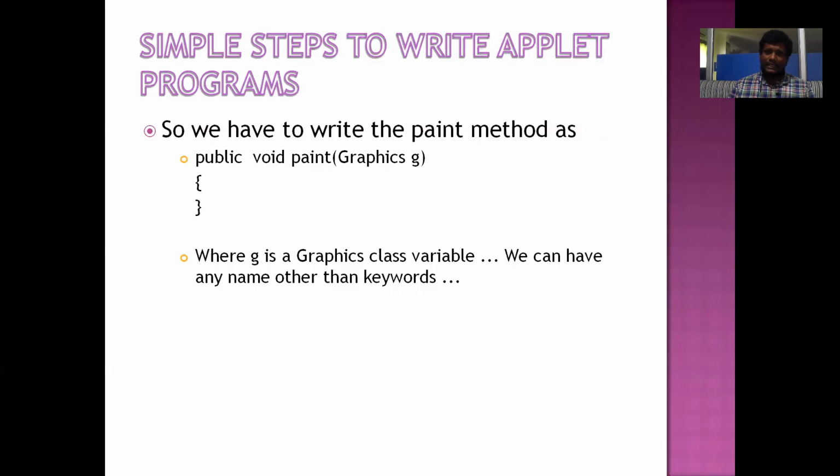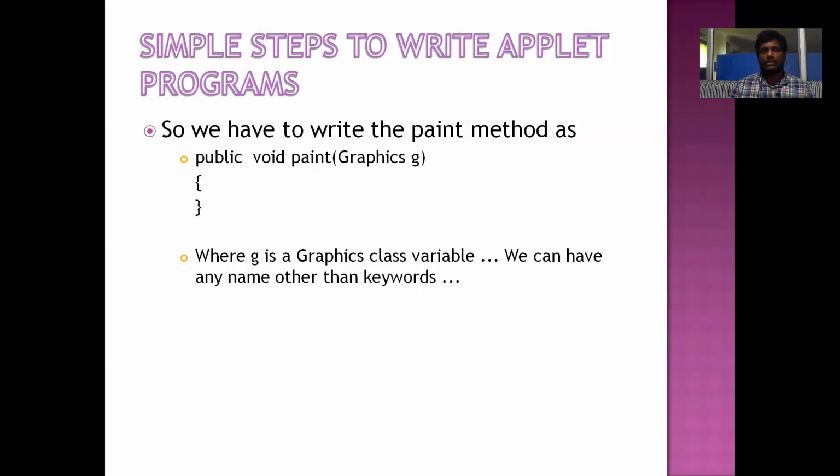So where G is a Graphics class variable, we can have any name other than keywords. So instead of G, for example, I have mentioned here public void paint of Graphics C. If I don't want to mention G, I can mention Graphics A or Graphics B or Graphics C. I can mention any type of name. But that name should not be a keyword.